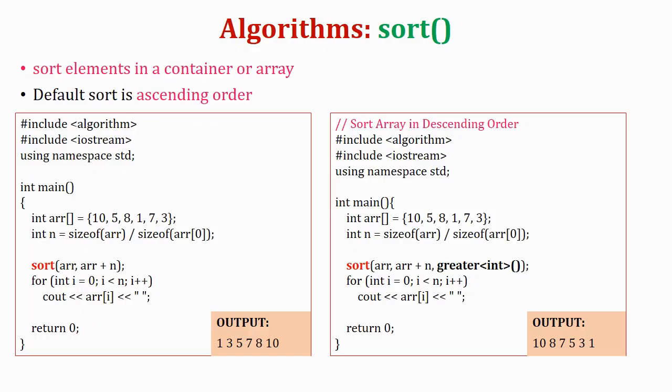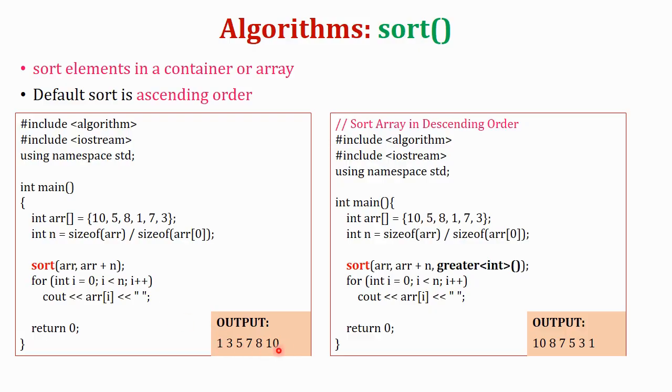And next one is the sort function. It sorts the elements in the container or array. By default, it is in ascending order. For example, it is an array, that is a collection of elements. Here we find the n value, equal to the size of the array divided by the size of arr[0]. So then it will find the n value. So what is the sort here? Sort is the inbuilt function. First argument is the array variable, then array plus n. Now automatically it will sort in ascending order. With the help of the for loop, we can display the content of the array here.